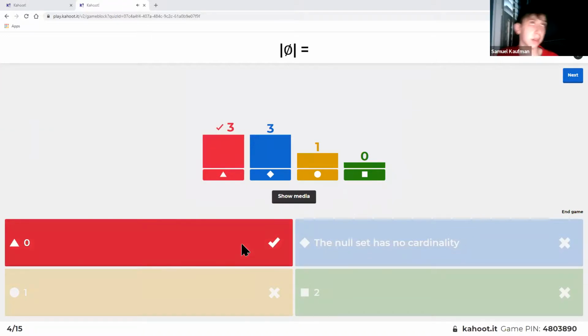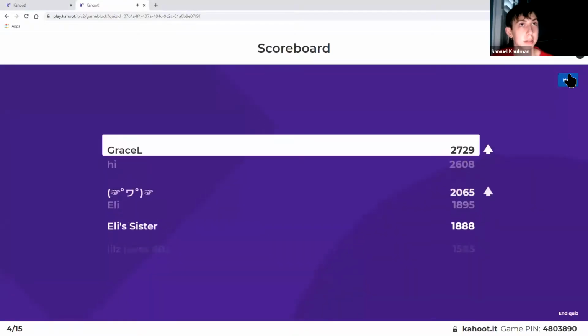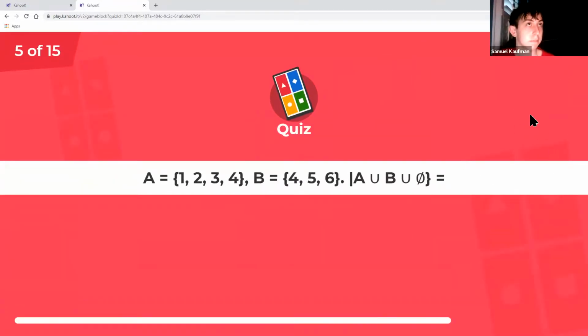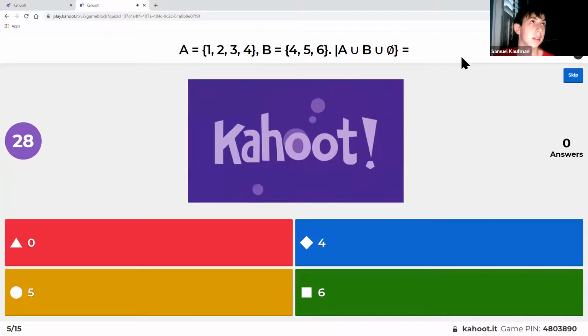So we're talking about the cardinality of the null set, and the null set has no elements, so the number of elements in it is zero. Well, this one has a typo. I think this should be another bar for cardinality.